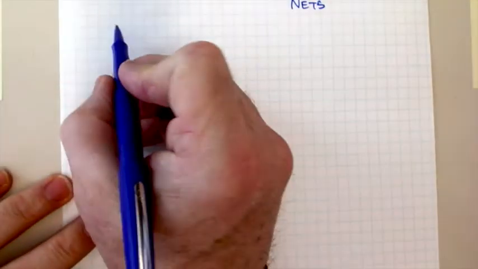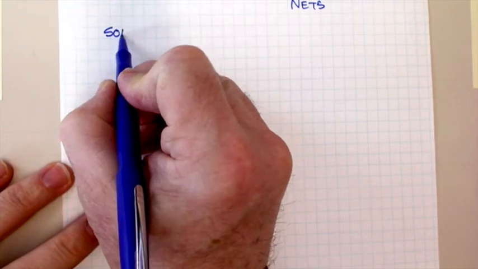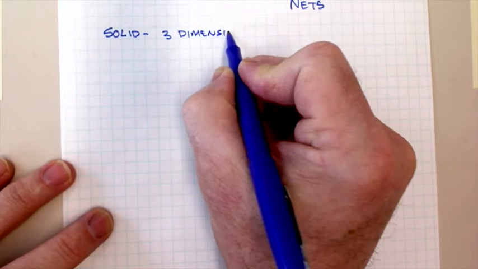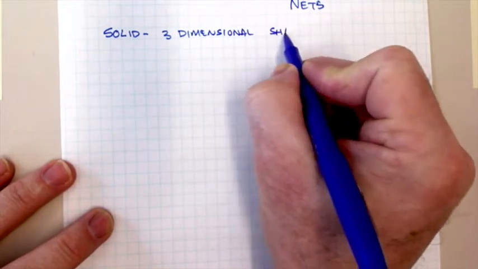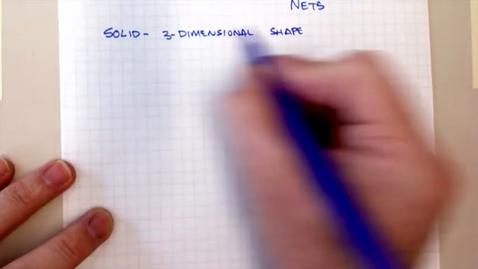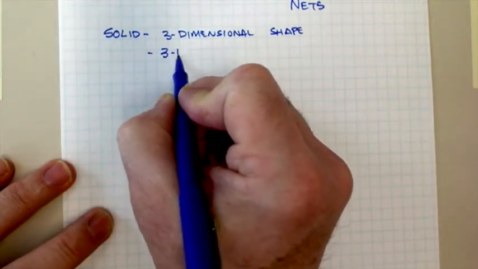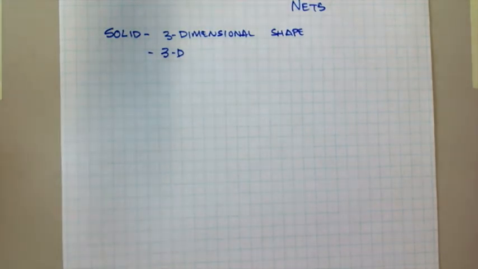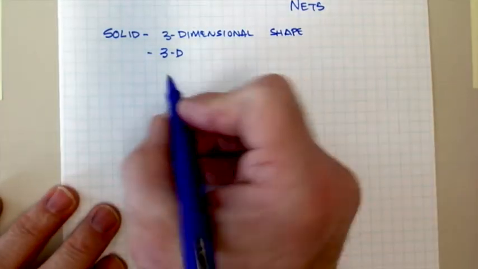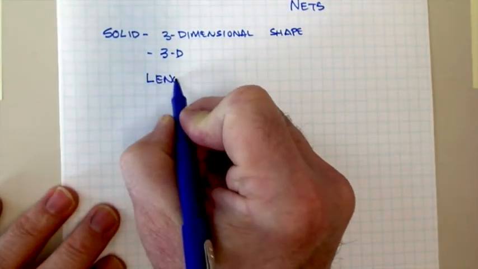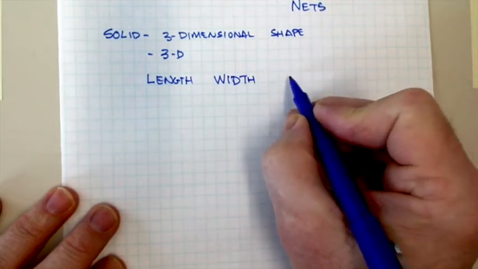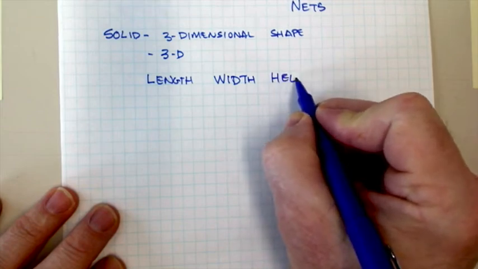Start off, let's just talk about what we mean by a solid. A solid is a 3-dimensional shape. And of course, we're all familiar with the shortcut abbreviation 3D. So we're talking about something that has 3 dimensions to it, meaning that it's going to have a length to it, a width to it, and it's going to have a height to it.